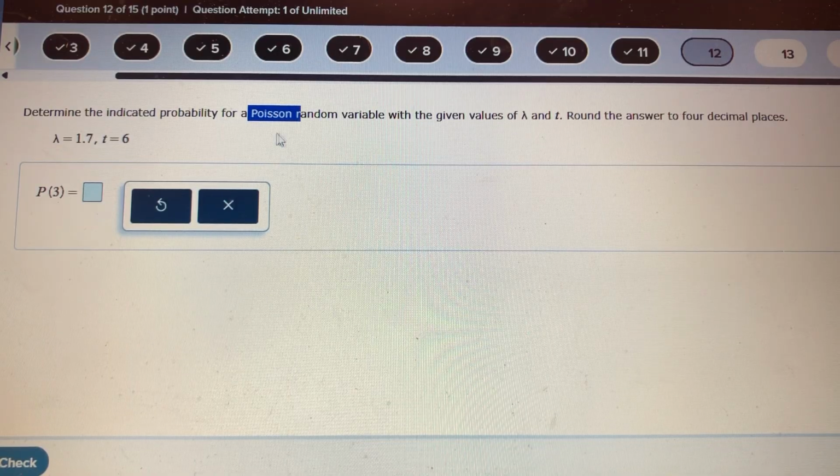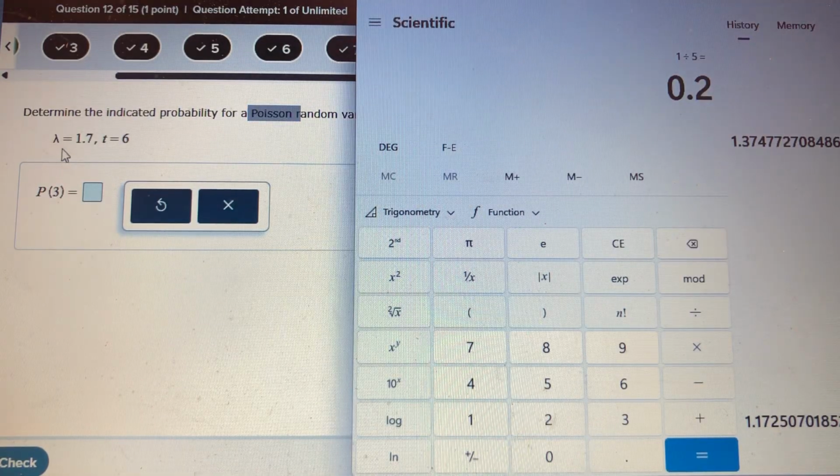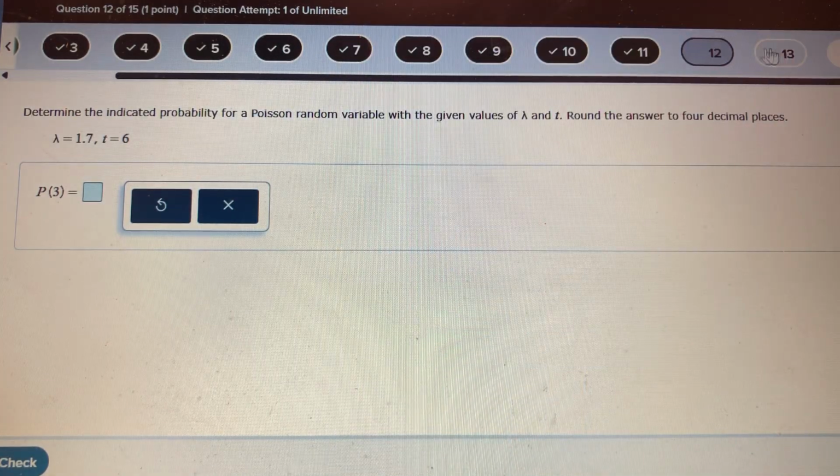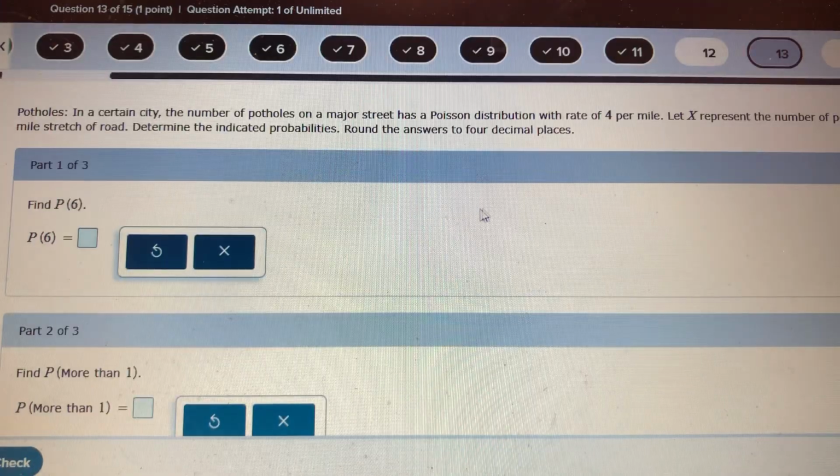Find the indicated probability for a Poisson with a given lambda and t. Okay, round to 4 decimals. Probability of 3, per 6. Okay, you have to get this lambda to be at the same units as the question, and I'm not sure what the question's doing here. So before I do this one, let me go to a more normal problem.